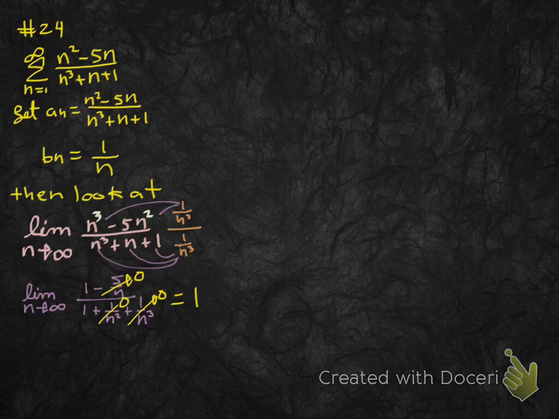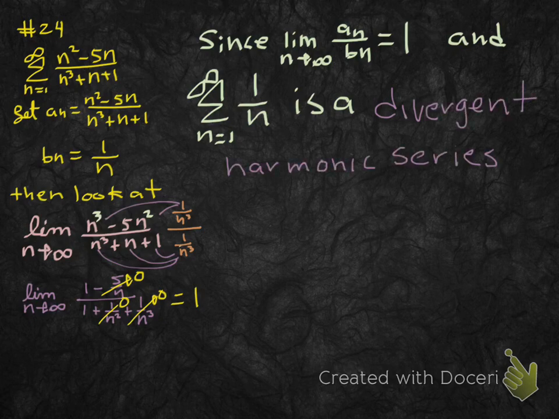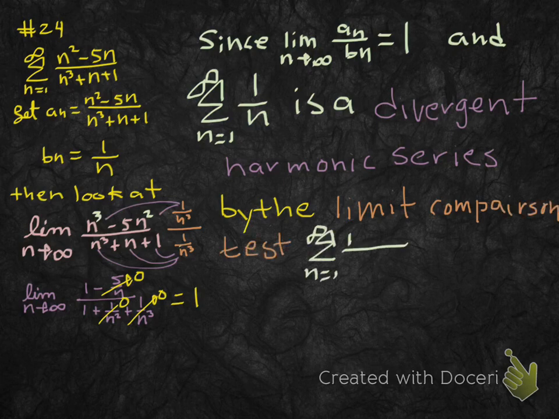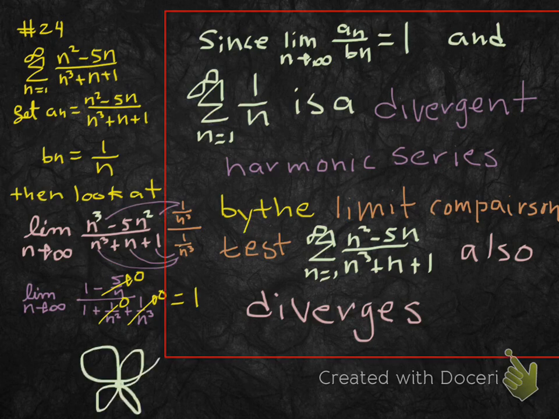So what does that mean? Since that limit as n goes to infinity of an over bn equals 1, and since the series 1 over n is a divergent harmonic series, then by the, which test are we using? Limit comparison test. That series, they do the same thing. Since that one diverges, this one diverges. And it's all over but the box and flower.